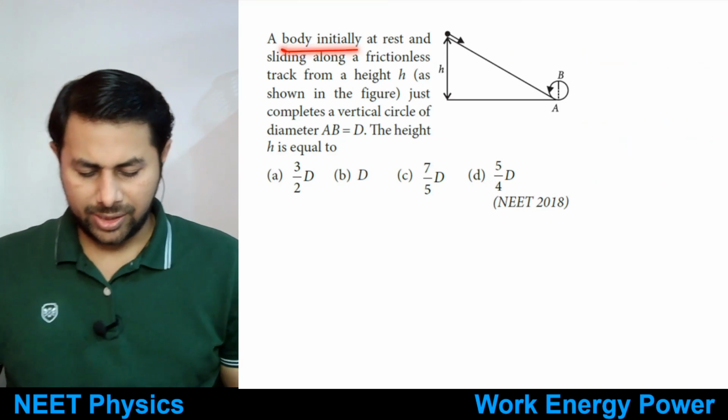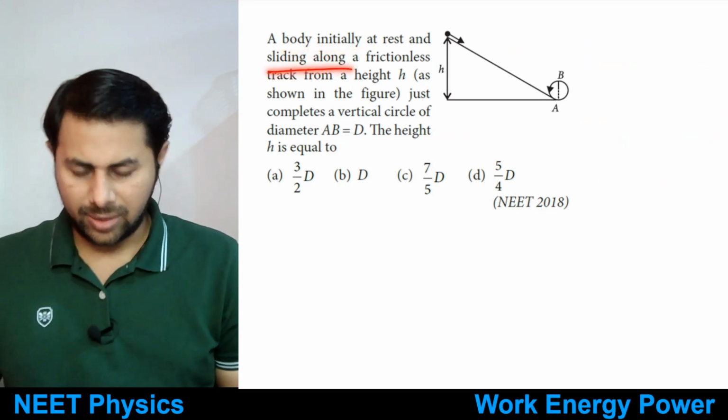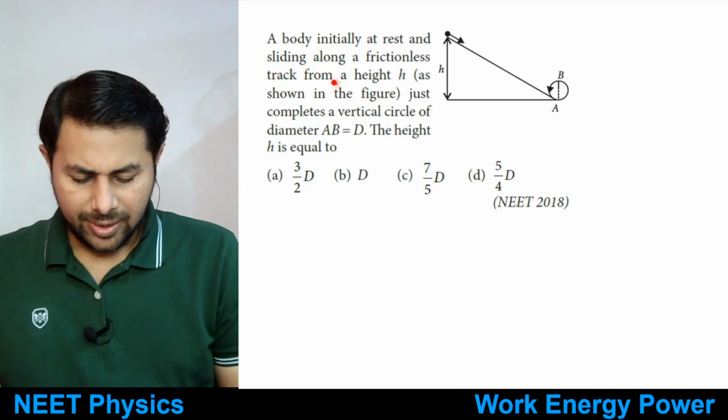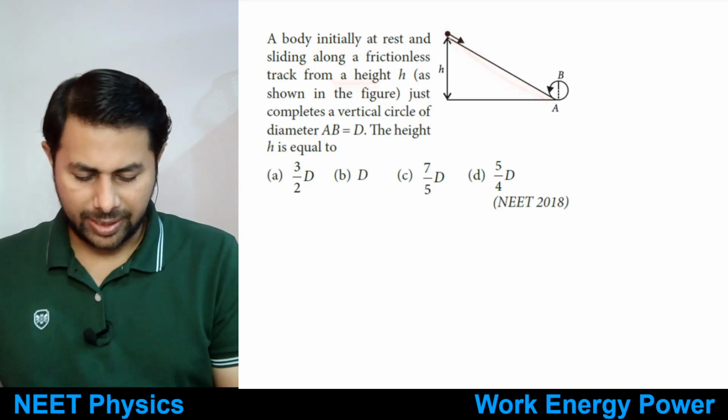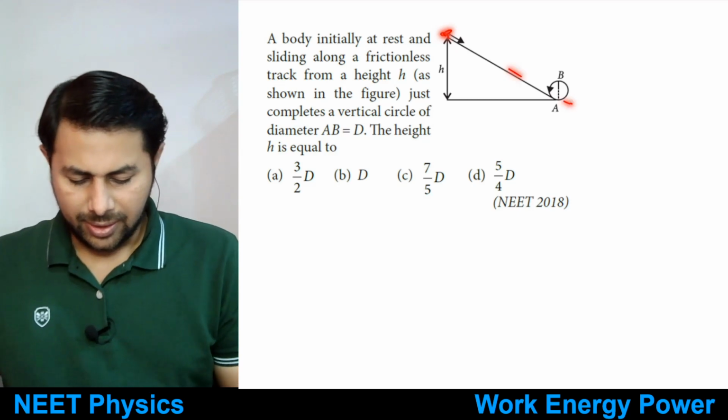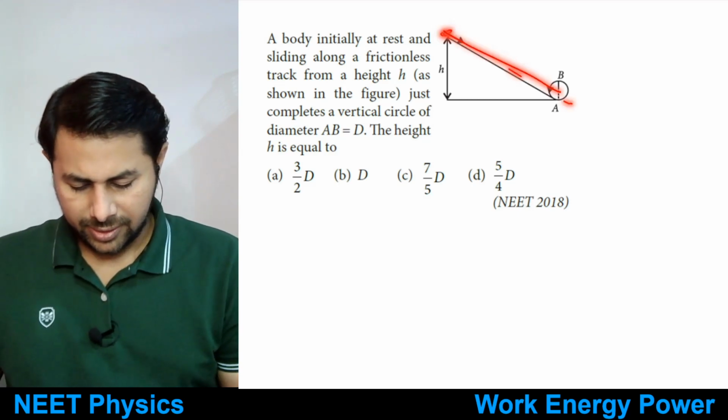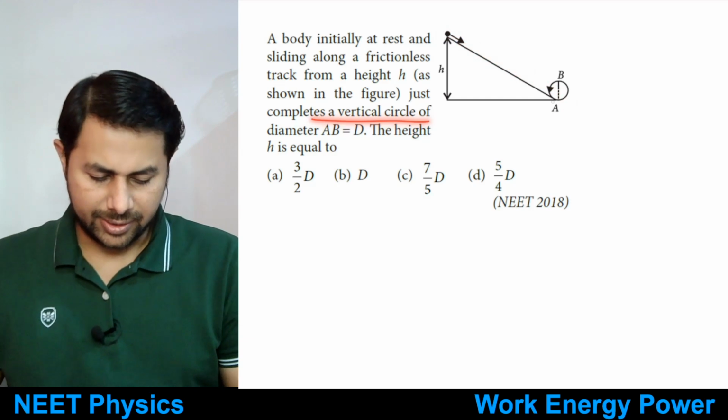A body initially at rest is sliding along a frictionless track from a height h. So it is sliding along this track from height h, sliding like this. It just completes a vertical circle.